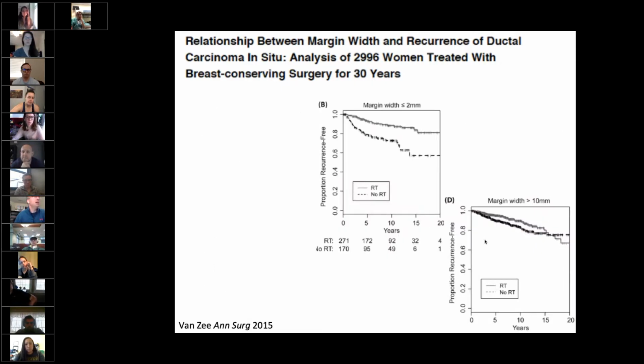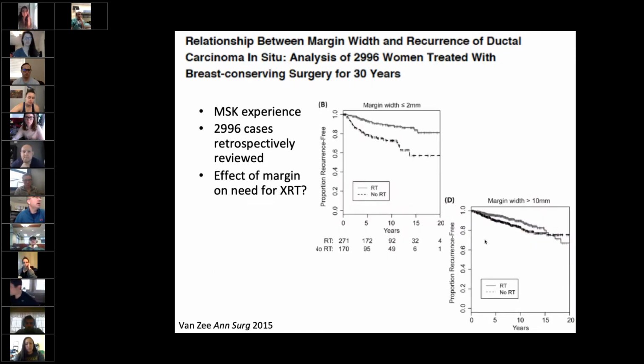And then this is the MD Anderson experience. This should be MD Anderson. So this is the MD Anderson paper, which basically shows the same thing. So this is less than 2 millimeters. The RT group did better than, this is still the Memorial paper. Sorry, I'm trying to hurry here. So this is the Memorial paper.